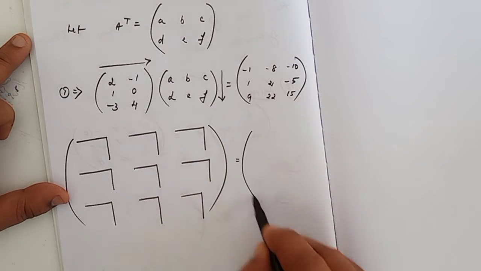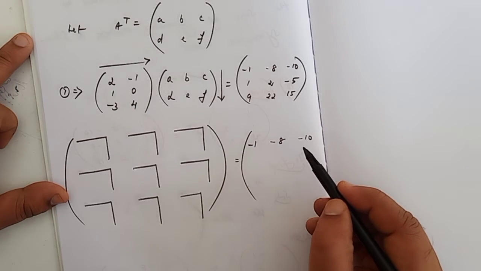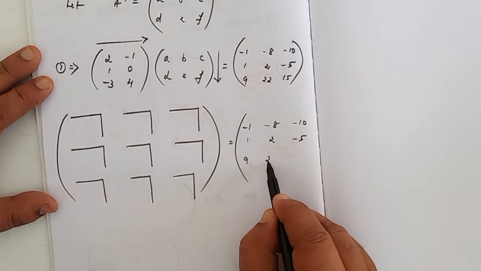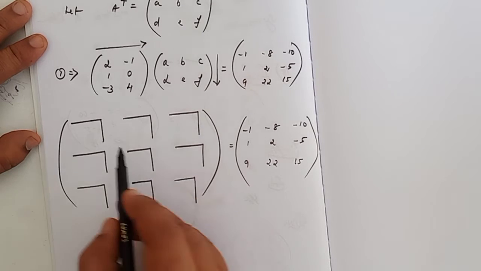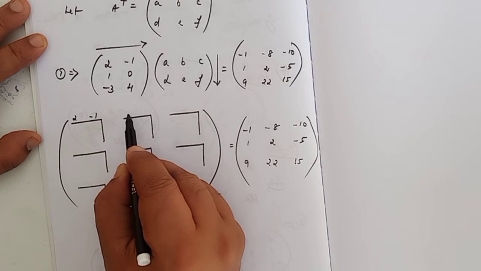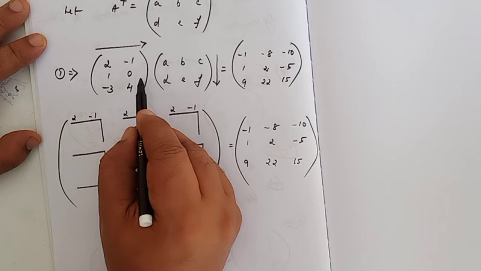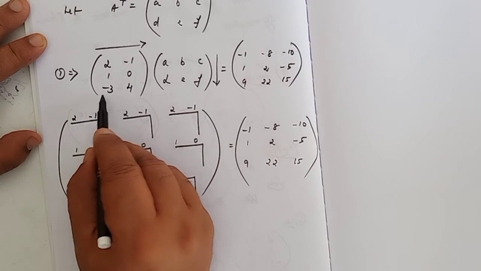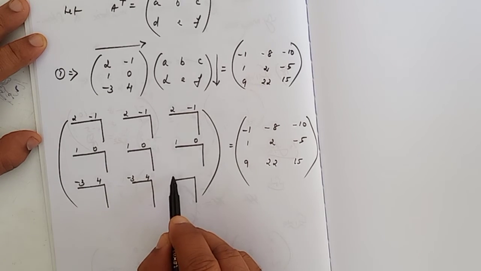That is equal to, write that matrix here: minus 1, minus 8, minus 10, 1, 2, minus 5, 9, 22 and 15. Here listen carefully. Here we have the first row 2 minus 1, here also 2 minus 1. Second row we have 1 0, here also 1 0. Third row we have minus 3 4, minus 3 4, minus 3 4.